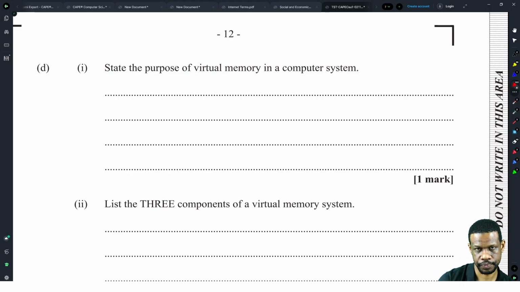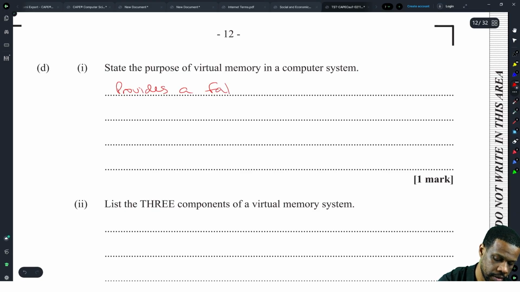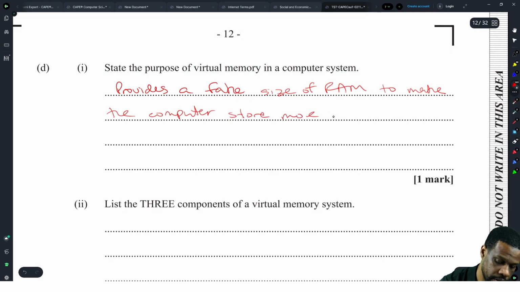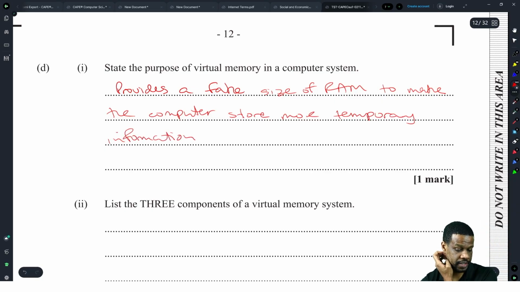the explanation is, I'll put it still. It provides a fake location or fake size of RAM to make the computer store more temporary information. Alright, basically it's a fake size of RAM, virtual memory, meaning it doesn't exist, right?